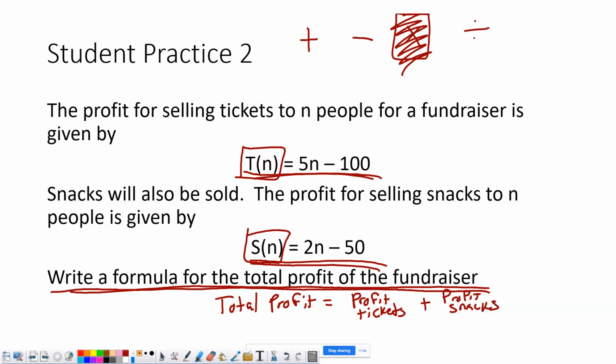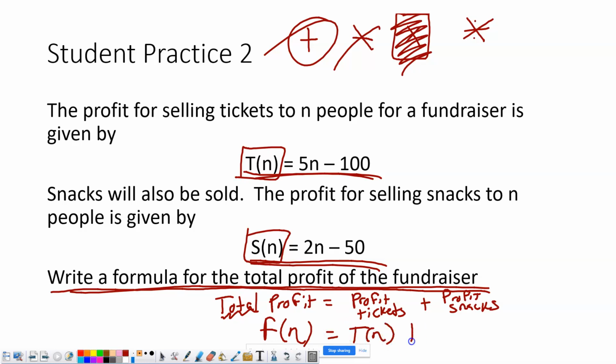So we're not multiplying this time, we're not subtracting either, and we're not dividing, we're adding the two functions together to find a formula for the total profit. So the total profit is the tickets plus the snacks. So we'll just call the total f, okay? So f of n, which represents the total profit, is the profit made from the tickets plus the profit made from the snacks.